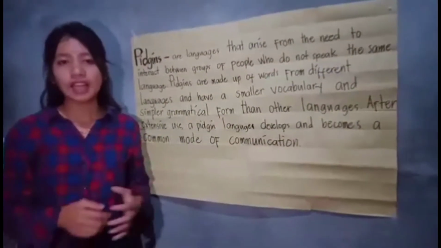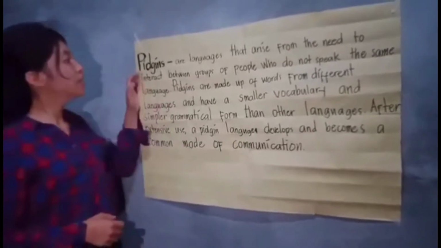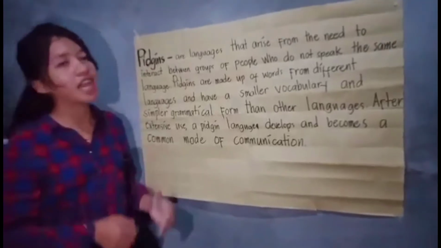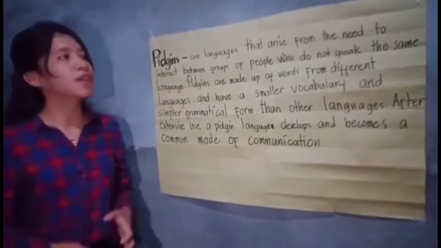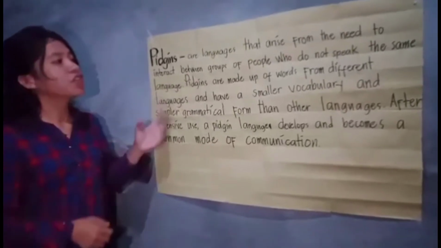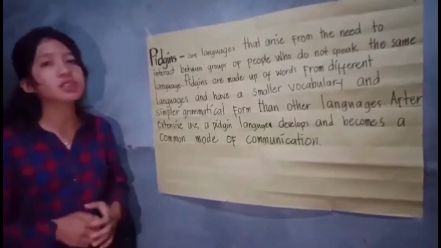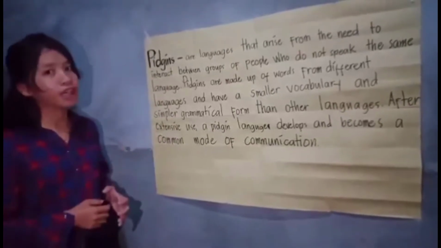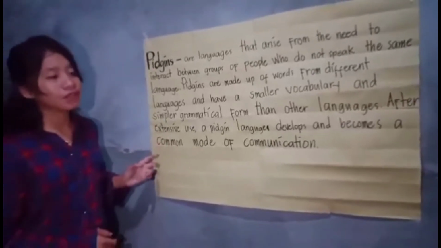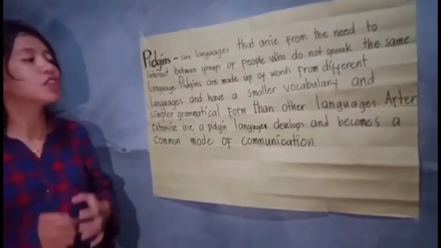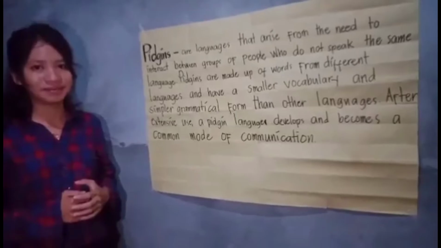I am Charisse L. Villanova and I am going to discuss what pidgins are. Pidgins are languages that arise from the need to interact between groups of people who do not speak the same language. Pidgins are made of words from different languages and have a smaller vocabulary and simpler grammatical form than other languages. After extensive use, a pidgin language developed and became a common mode of communication.